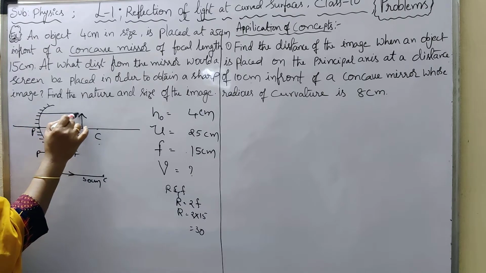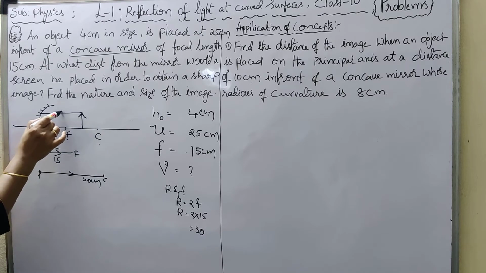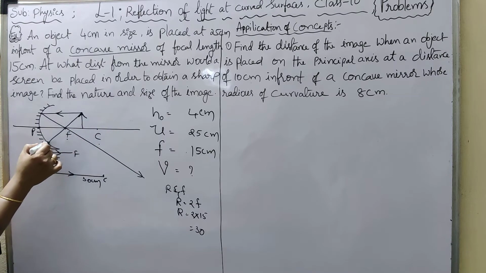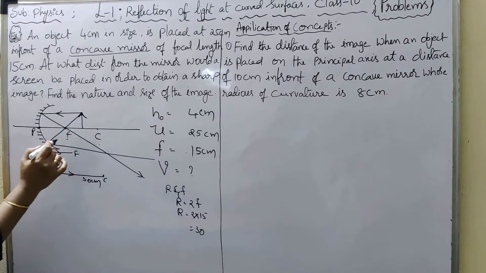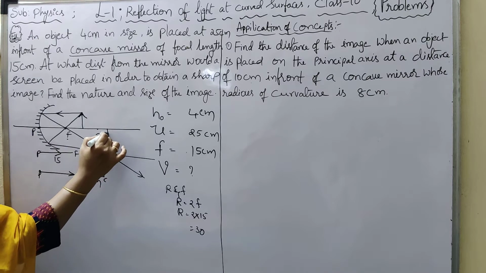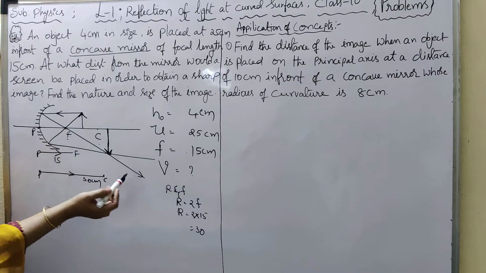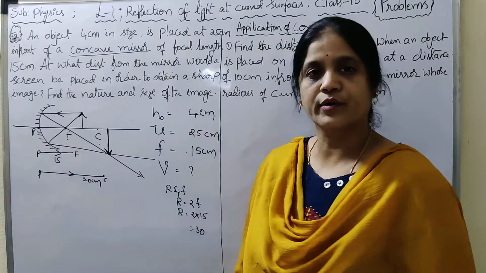Now try to draw a ray diagram. From this object, the light rays enter on this concave mirror. This is the incident ray, then the reflected ray passes through the focus. We will take one more ray, a ray passing through the focus, and the reflected ray is parallel to the principal axis. So here you will get the image. Ray diagrams are not strictly needed, but to understand this problem clearly, you should try to draw.